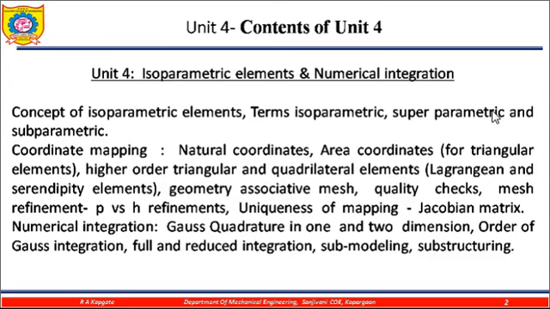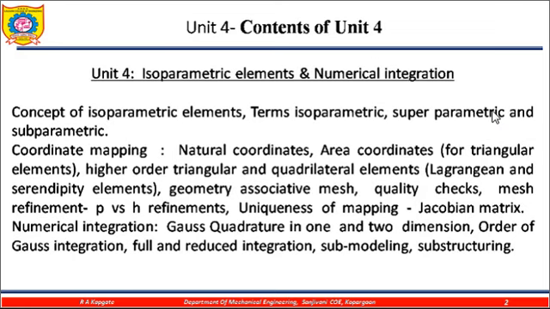Then once we move through the Jacobian matrix, we need to study the numerical integration. Here we use the Gauss quadrature method for the one-dimensional and the two-dimensional cases. As well as we need to study the full and the reduced integration, submodeling and substructuring. So ultimately there are a lot of issues in unit number 4 that we need to study.